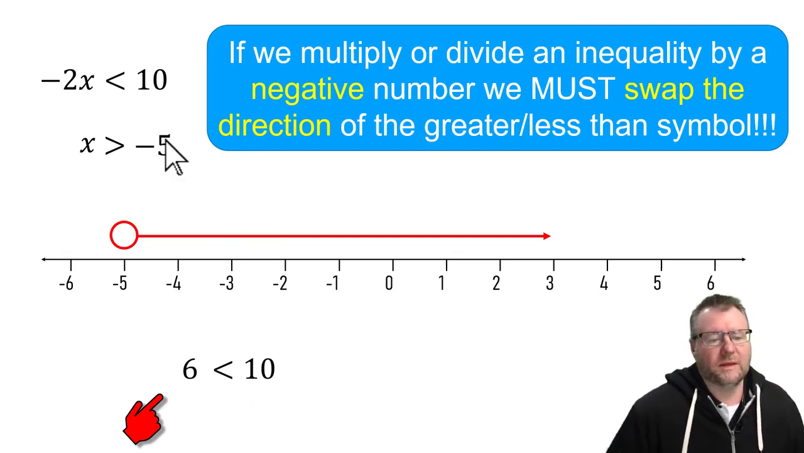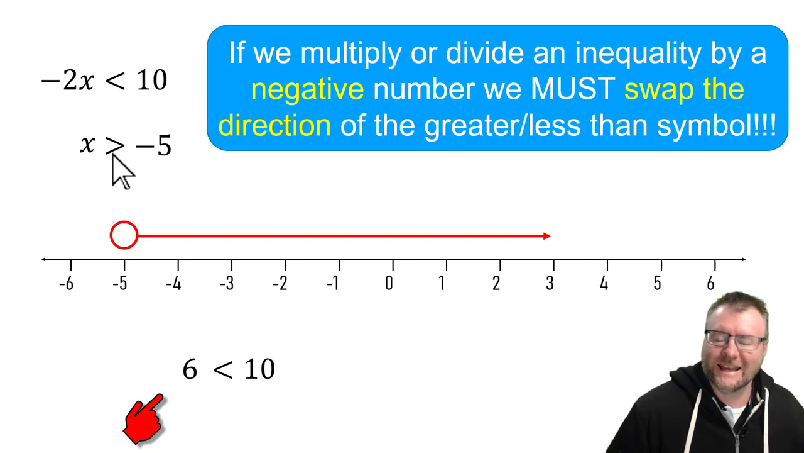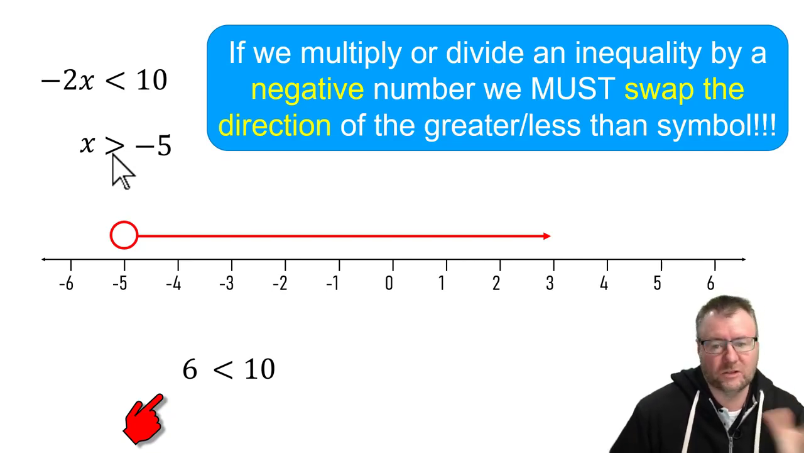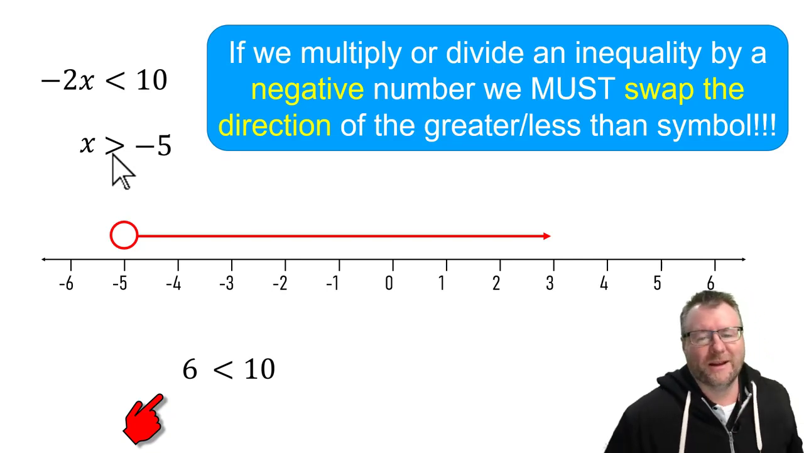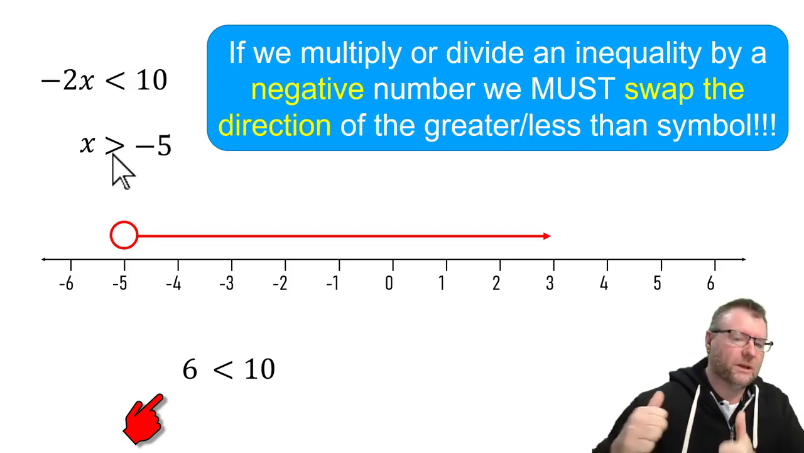So the real important thing there was, if we divide or multiply by a negative number, you've got to swap the direction. Just point that inequality around the opposite way, and then all will be good. Well done.